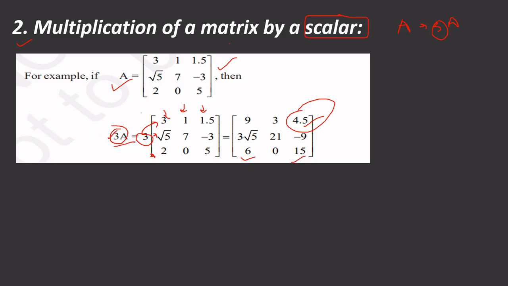In the same way, we have to multiply all of the elements with our scalar quantity. There is also division, like A by 3, where we divide by 3: 1 by 3, 1.5 by 3. It is simple: we multiply or divide the matrix by the scalar quantity. The scalar will be multiplied or divided simultaneously with all the elements of the matrix, not a single row or column, but all the rows and all the columns simultaneously.